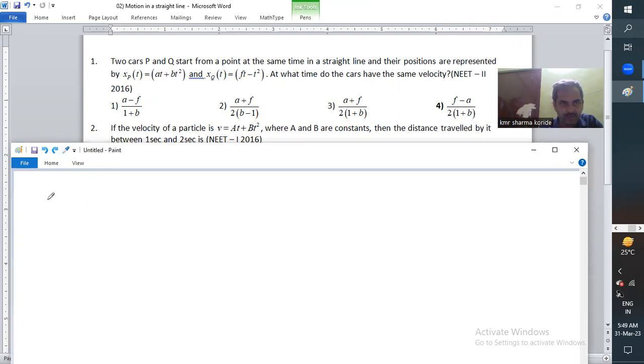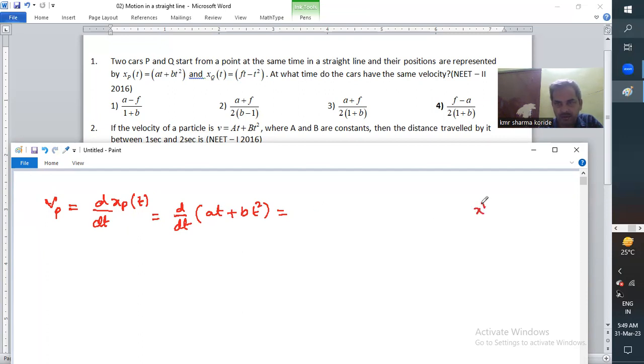So therefore, first, to get velocity of car P, you differentiate d by dt of x of P, which is at plus bt square. So if you differentiate this one, differentiation of t, don't forget the formula.